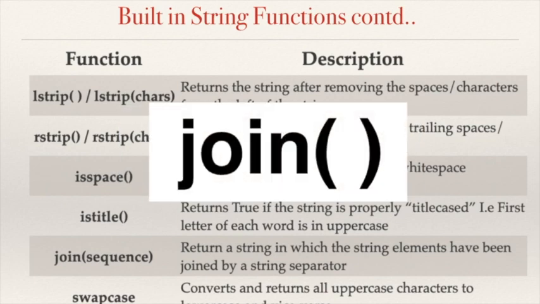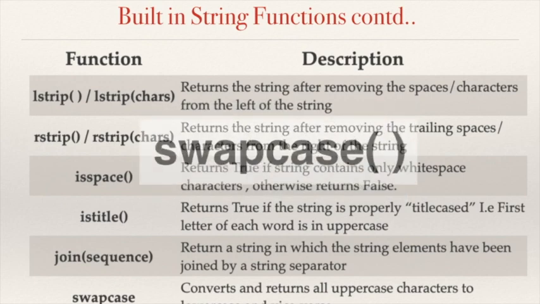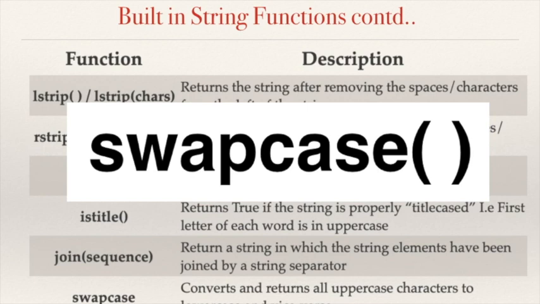join. The join function is used to join each element present in a sequence of strings, like a list, separated with another string. This function has a complementary function named split, which has the opposite job of this function. We will see that ahead in the class. swapcase. The swapcase function toggles the string, that is, converts all lowercase alphabets to uppercase and vice versa. It neglects any character other than alphabets if present in the given string.